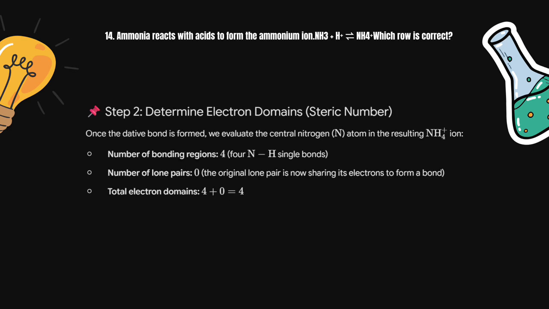Step 2. Let's count the electron domains around the central nitrogen atom after the bond is made. We now have 4 bonding regions because of the 4 nitrogen to hydrogen single bonds. Since that original lone pair is now being shared to form a bond, we are left with 0 lone pairs. This gives us a total of 4 electron domains.